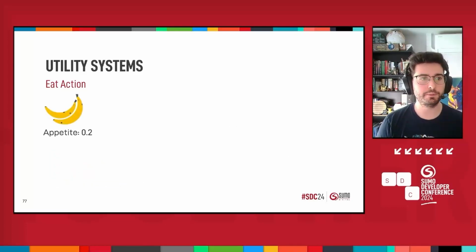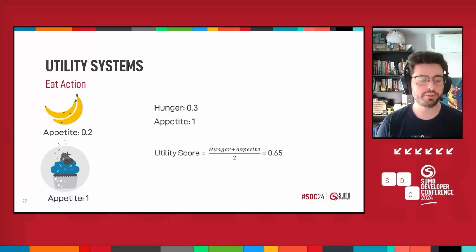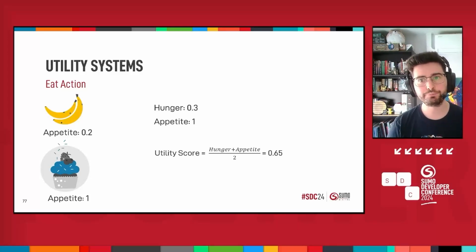Maybe I am not that hungry for banana, but I would completely devour a cupcake right now. So to model it more realistically, maybe we'll want to add appetite as a parameter to our utility score calculation. So we'll do just that. We'll take these two values, we'll average them out, and we'll get the score out of them.